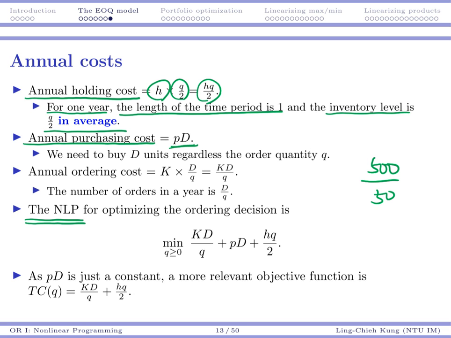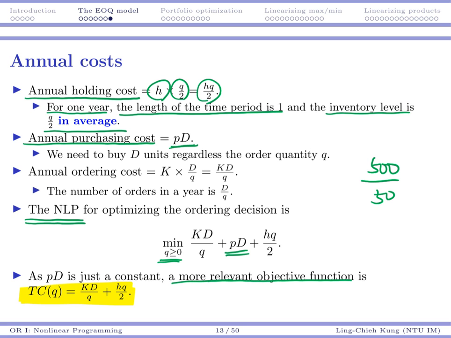So PD is actually a constant. It has nothing to do with your quantity. So in many cases, a more relevant objective function would be just this one. We only want to choose a Q to find the best trade-off between setup cost and holding cost. So that's the end of formulating the EOQ problem.